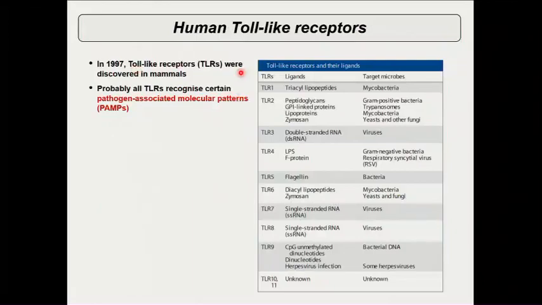So then, a year later, it turns out that we, humans, have lots of those. So now they are called Toll-like receptors, and as you can see, we have about 10 or 11. And then research really kicked off, and it was recognized that the Toll-like receptors recognize pathogen-associated molecular patterns, or PAMPs. So they do not recognize a particular protein on a particular pathogen species. They rather recognize classes or groups or certain patterns.